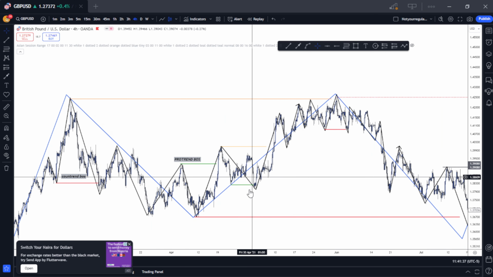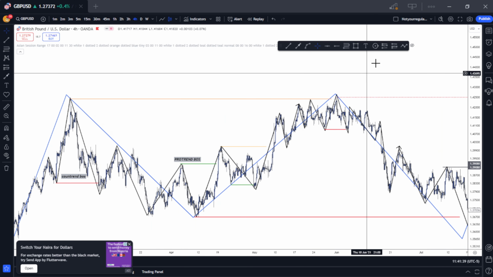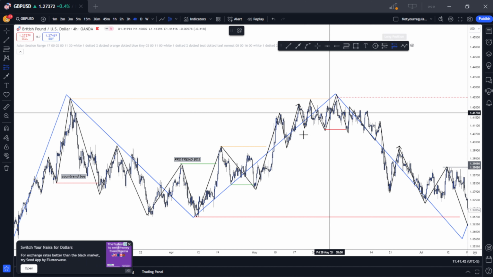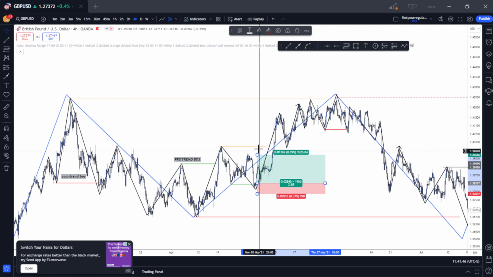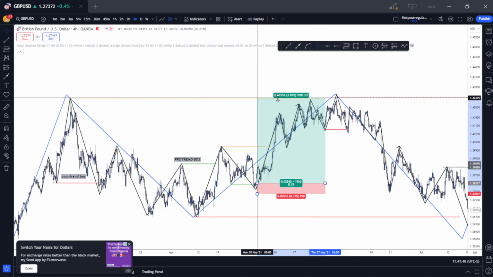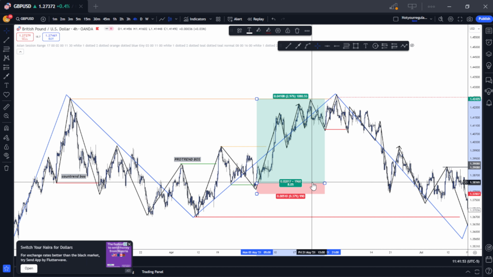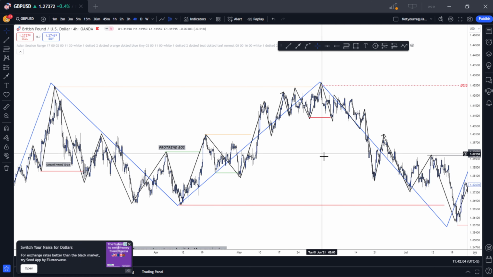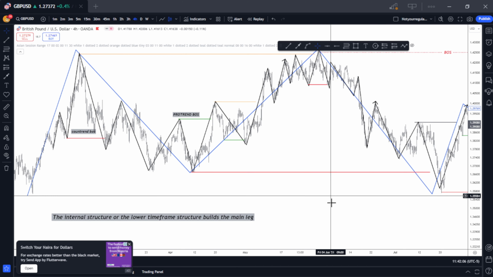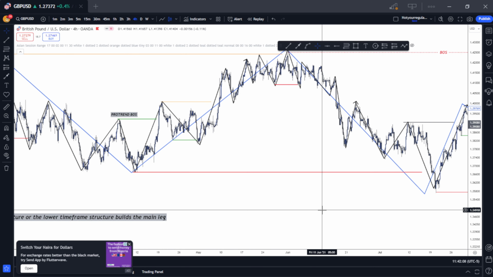So this is how it looks when we get in our entry somewhere here. When we enter somewhere here, this will be our TP1. Then this will be our final TP, our TP2. TP1, TP2. Correct.